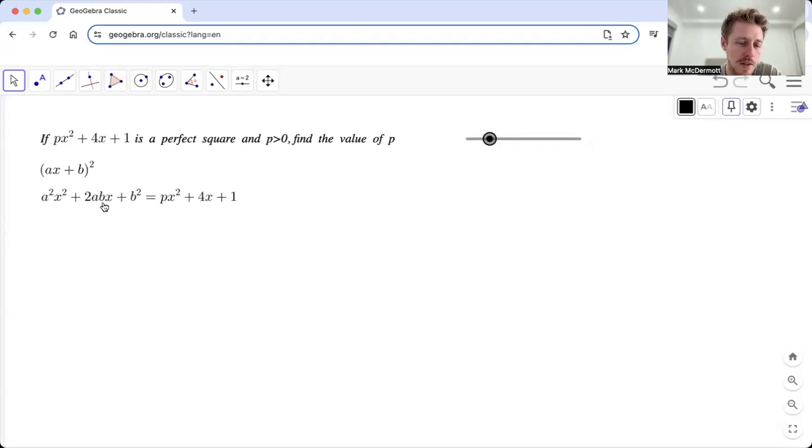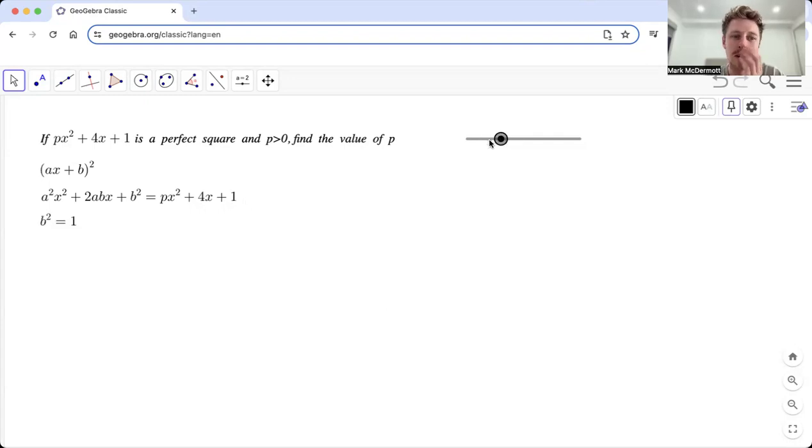if we expand that out, ax plus b multiplied by ax plus b, expanding it out using FOIL, every term multiplied by every other term, we're going to get ax times ax gives us a squared x squared, ax times b plus ax times b is 2abx plus b squared. Okay, and since this thing is a perfect square, we know that these polynomials are identical. So we can say that this thing, when it's expanded out, is equal to px squared plus 4x plus 1.